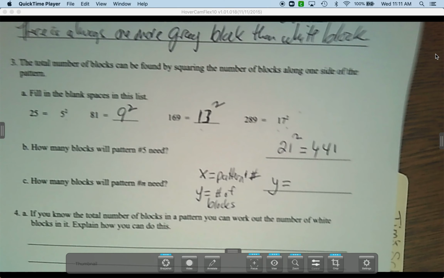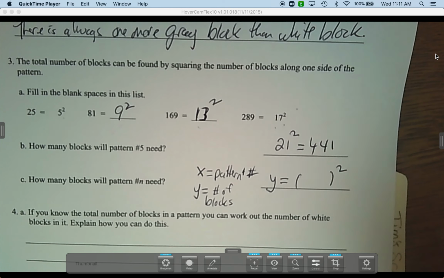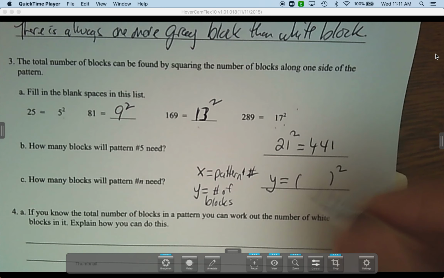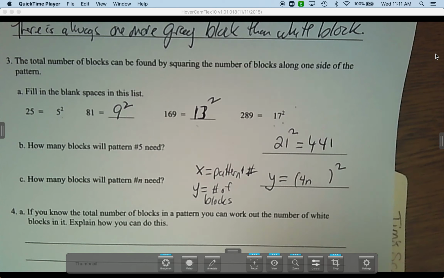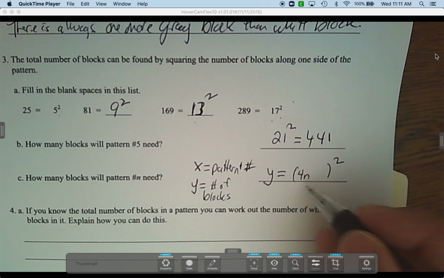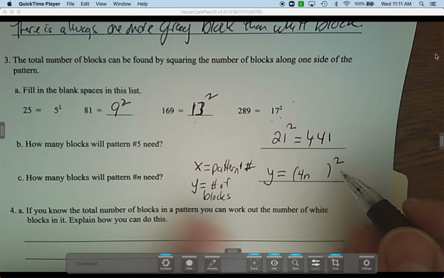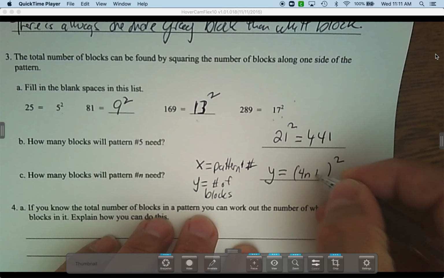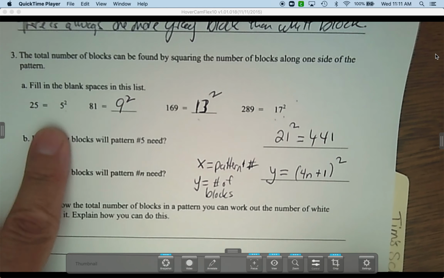First of all, I know to find the total number of blocks, I am squaring something. I also notice that the base is going up by 4 each time. So that's a linear situation inside. So if I go 4n, it's going up by 4 every time I plug in a number. The problem is, if I plug in 1, I don't get a base of 5. So if I plug in 1, 4 times 1 is 4. What do I need to do with that base so it matches? I'm going to add 1 to that so it can match the base I need.